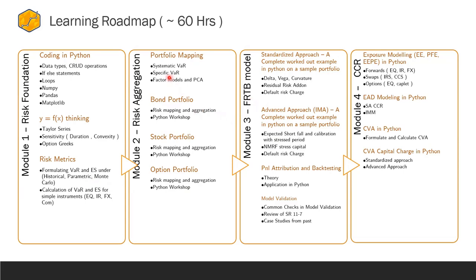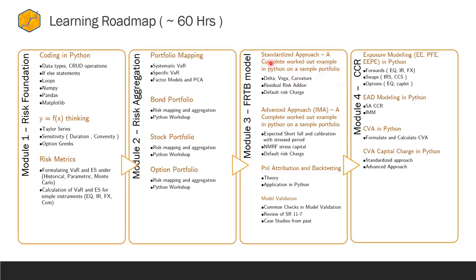And then once we are thorough with this, the third module will be entire regulatory focus. So we'll take the regulatory text. There are 136 pages of FRTB document. We'll go paragraph by paragraph. I'll show you the calculation and we'll implement everything for a sample portfolio in Python.